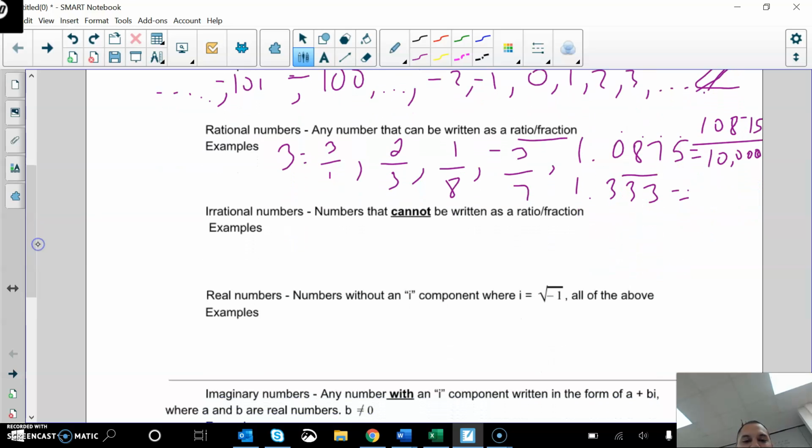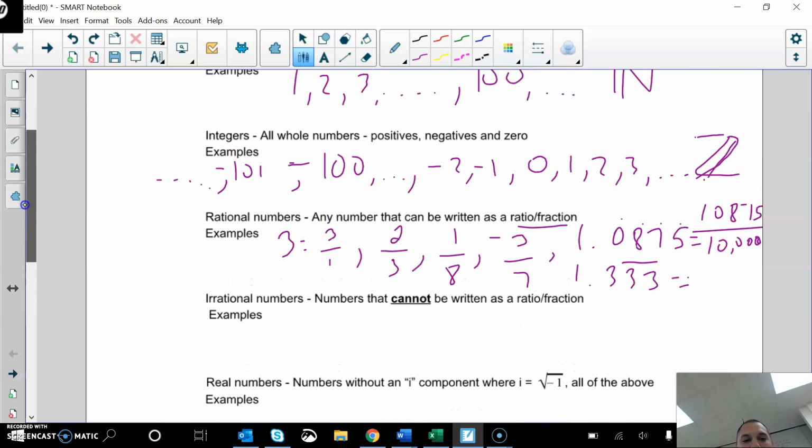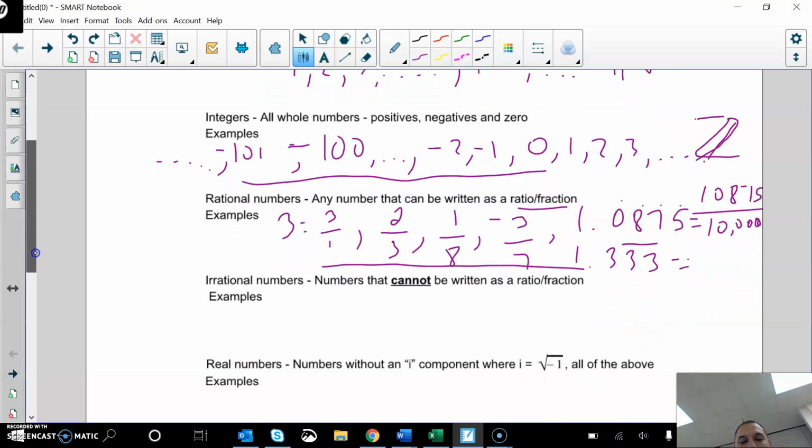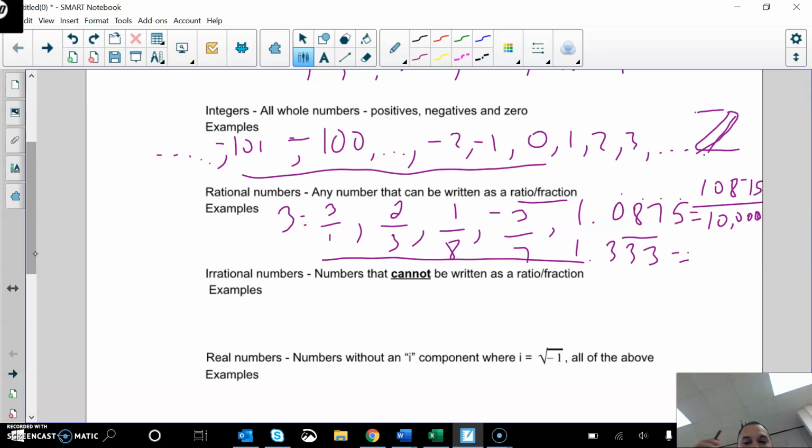Next up, my irrational numbers. This is where it branches off. So we started with our natural numbers. We expanded on that by adding negatives and 0. We expanded on that by adding fractions and decimals. Our irrational numbers do not expand on that. Irrational numbers, it's a separate set. These are numbers that cannot be written as a fraction or a ratio.